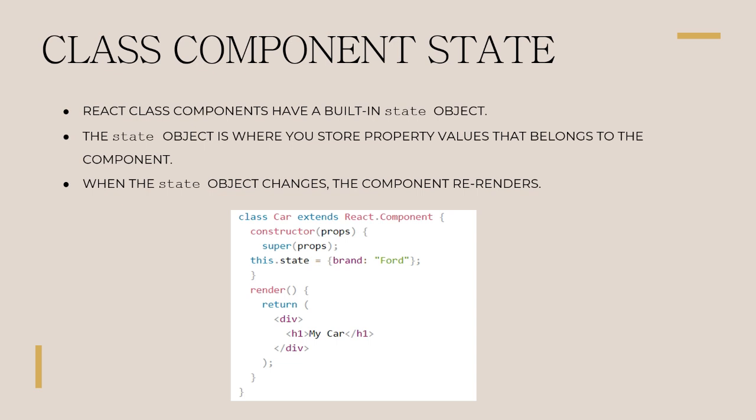Next, let's look at class component state. Class component state manages the internal data that a class component can maintain and manage. The state object is where you store property values that belong to the component. State is typically initialized inside the constructor method of a class component. It's usually stored in the form of key-value pairs that represent the component's dynamic data.